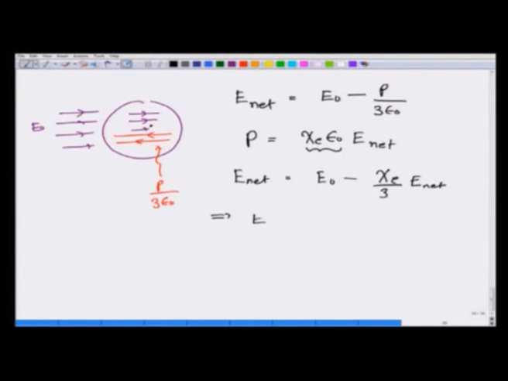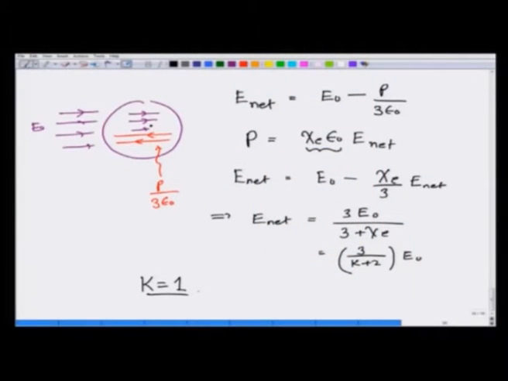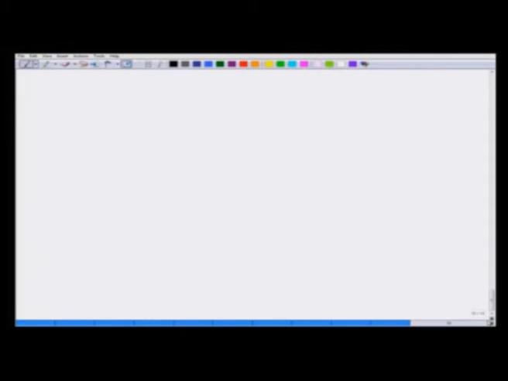and this gives E net equal to 3 E 0 divided by 3 plus chi e, or 3 over k plus 2 E 0. So, the field inside is still in the same direction, but reduces in amount. You can easily see if k equals 1, that means there is no dielectric sphere, then E net is the same as E 0, as must be the case. So, what we have found is that in the sphere, when I put it in this field E 0, the field inside becomes 3 over k plus 2 E 0.